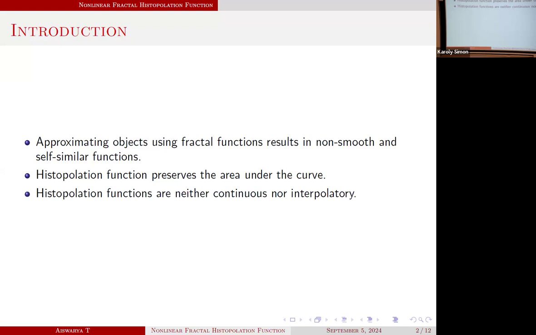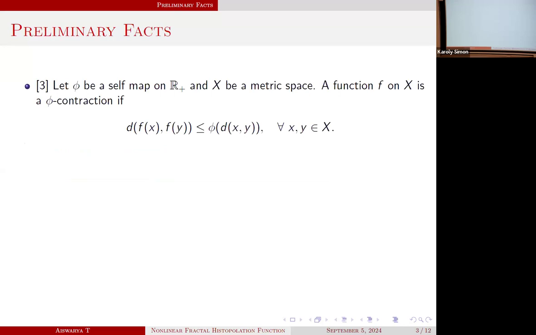The property of histopolation functions is that they are neither necessarily continuous nor of interpolatory nature. Recently, Barnsley and Viswanathan defined fractal histopolation functions. So we are trying to generalize the fractal histopolation functions by introducing Rakotch contractions to the underlying IFS.